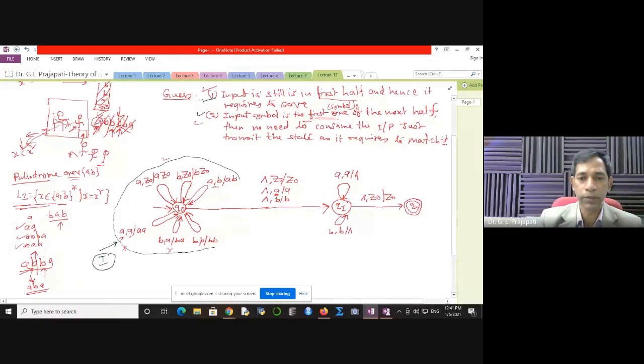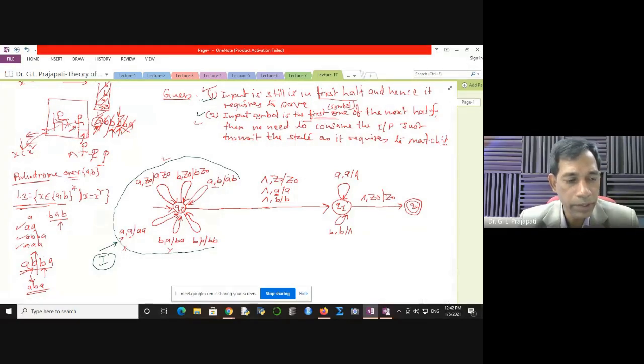Once you make the second guess, this is the second guess you have. The second guess says that you are reading the input which is the first symbol of the next half. You may have an even length string, and you are reading the first symbol of the next half. So you don't require to consume it, and without consuming, you just transit the state. This corresponds to the second guess your machine is going to make.